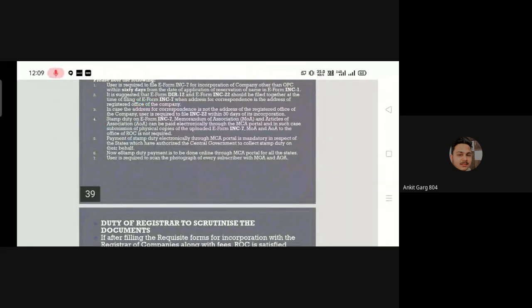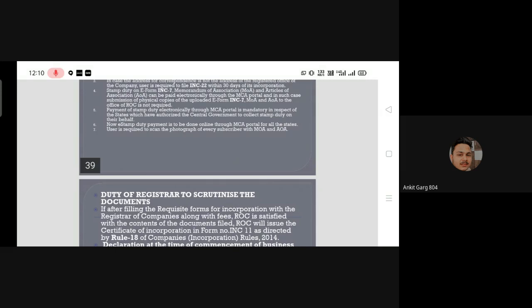Stamp duty on e-form INC 7, MOA and AOA can be paid electronically through the MCA portal, and in such a case, submission of physical copies of the uploaded e-form INC 7, MOA and AOA to the office of ROC is not required. Payment of stamp duty electronically through the MCA portal is mandatory in respect of states which have authorized the central government to collect stamp duty on their behalf.